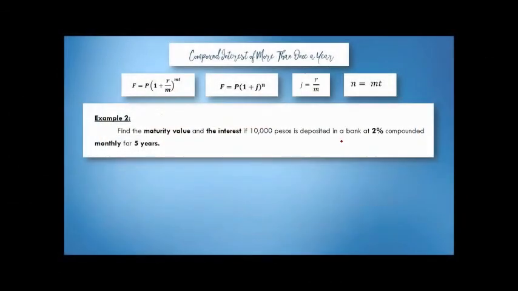Next, we have example number 2. Find the maturity value again. So that is F. And the interest, again, that is compound interest. So mababasa natin sa bandang dulo. If 10,000 pesos, again, is principal money, the interest rate again is 2%. Pero ang compounding period is monthly for 5 years. So monthly, that is compounding period. 5 years is the time.